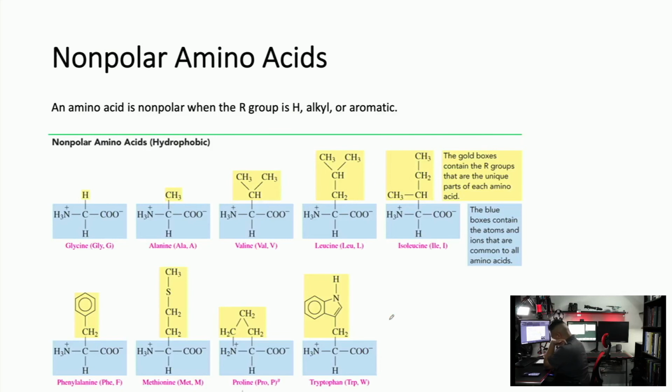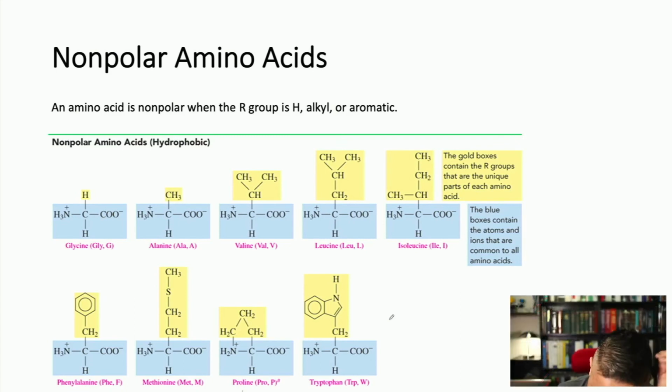We have a number of nonpolar amino acids, and those are basically the ones that have mostly hydrocarbons in them. So the first nonpolar amino acid is glycine. Its R group is just a hydrogen. Its three-letter designation is GLY, and its one-letter designation is just G. So that was pretty easy. Hydrogen as an R group: glycine, GLY, and then G.